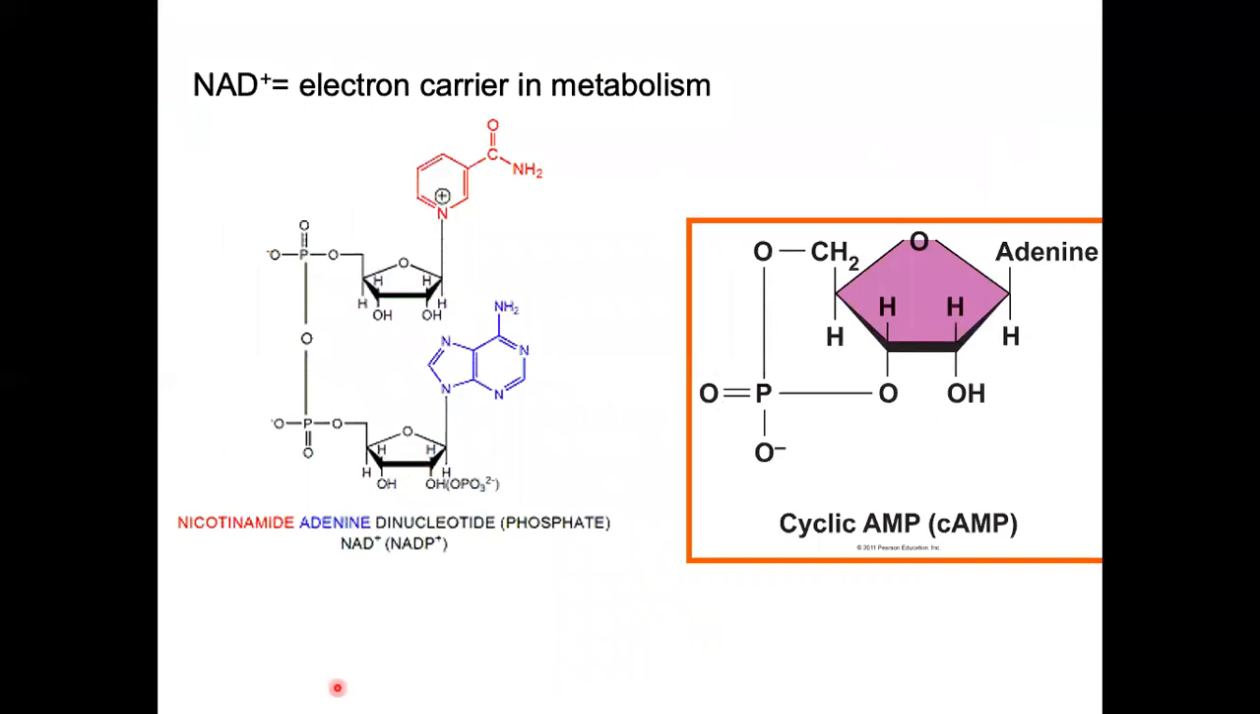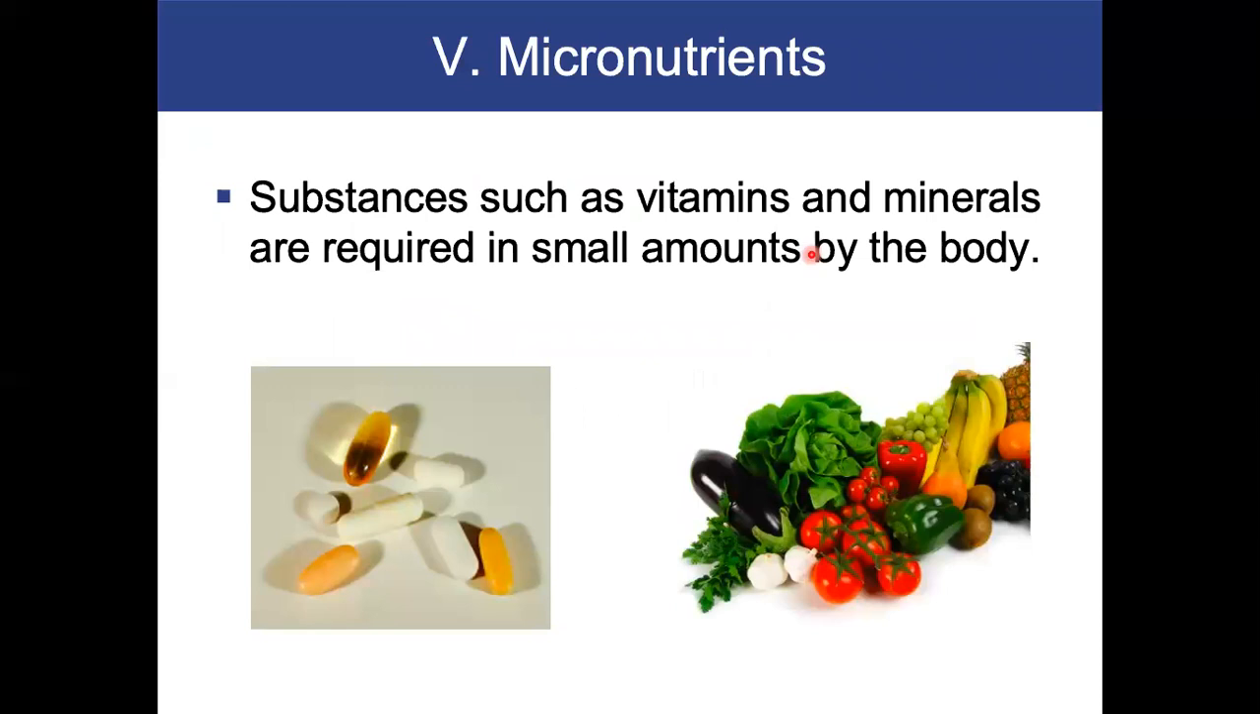Take a look at NAD. So NAD is an electron carrier. Really cool. Look how complicated it is. It's really an interesting molecule. And then here's cyclic AMP. We'll talk about NAD more when we get into metabolism.